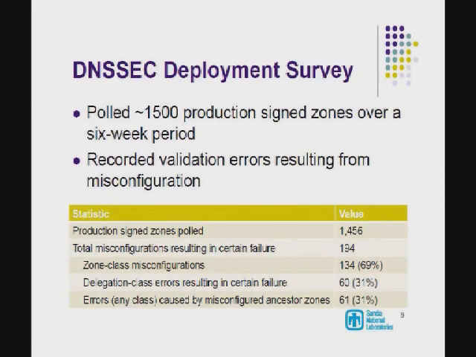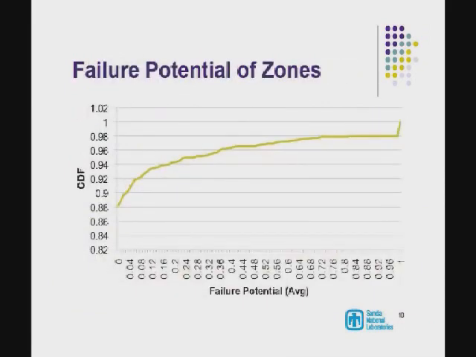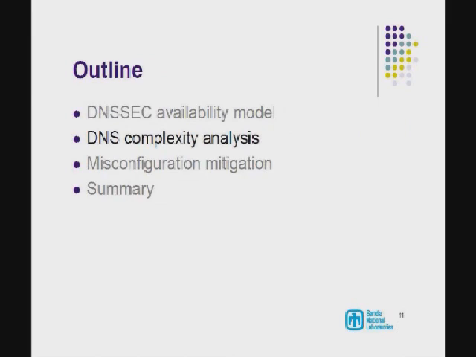Okay, so here's a graph that shows the failure potential. This is an average for all the zones over the 6-week period that we analyzed them. And so the good thing was there was about 12% that had an average failure potential of 0. The bad news is that we had about 2% that never left the ground during this time, meaning they had a problem the entire time that they were under our watch during this polling period. So pretty interesting results.